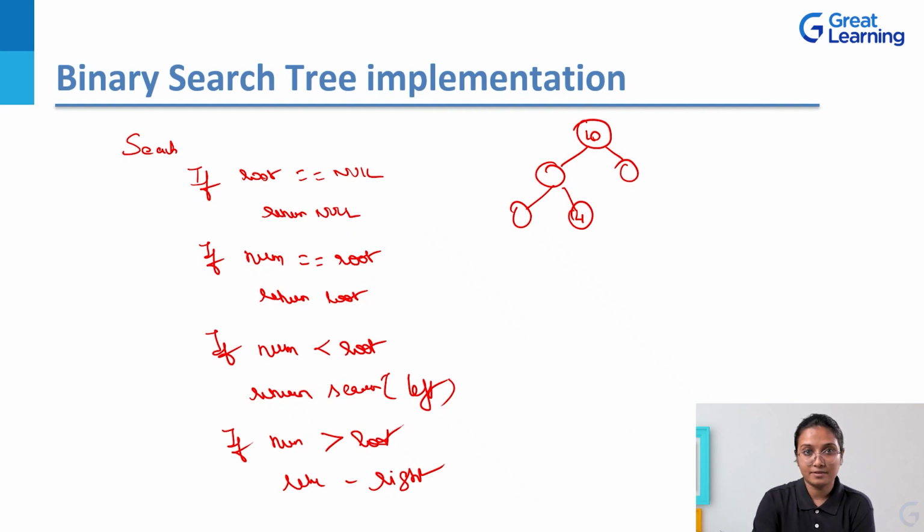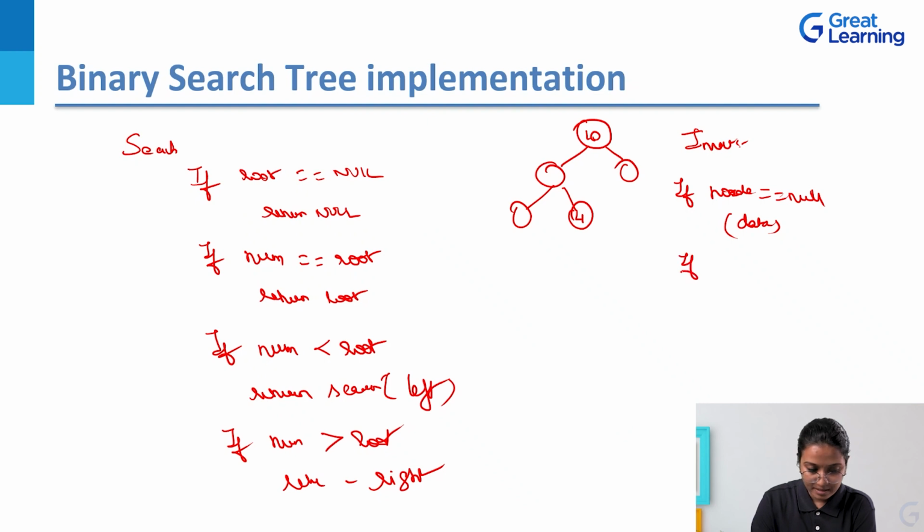Again, the searching follows the same manner. Likewise, the insertion will also follow a similar manner. So in order to insert anything into a BST, that is, a binary search tree, what do you do? First, you have to check for the condition again. If node is equal to null, then it will return whatever the data is, as it is.